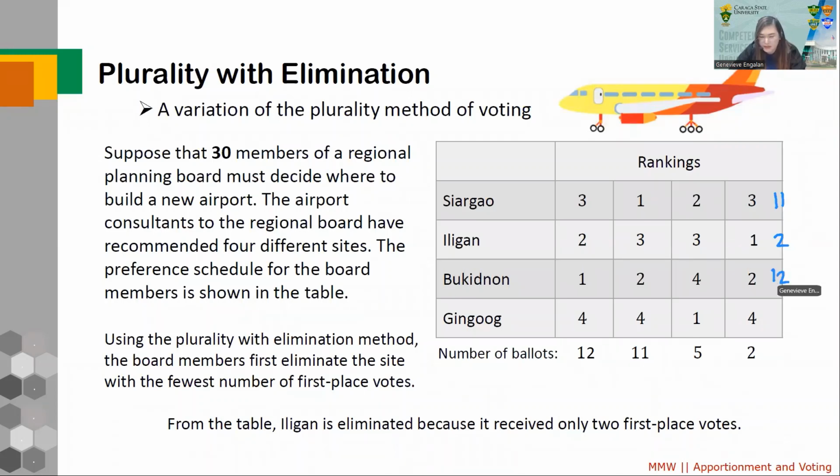Okay, si Ingog, pila kabuok nag-vote sa iya first place? One lang, ma'am. Okay, one lang ang nag-vote sa iya of first place? Five. Okay. So, five ka buok. So, kinsa pinakagamay? Iligan, ma'am. Si Iligan.